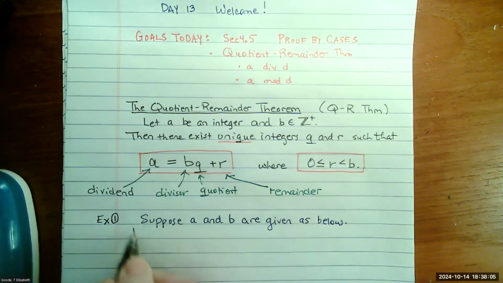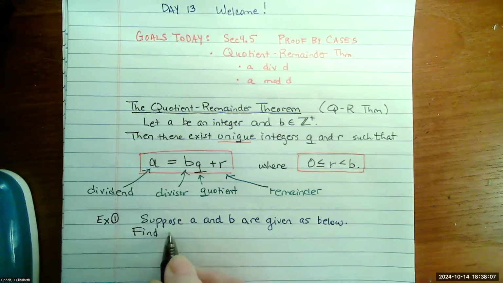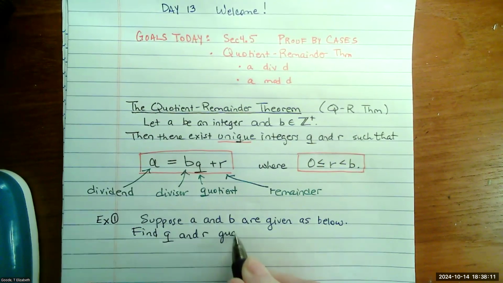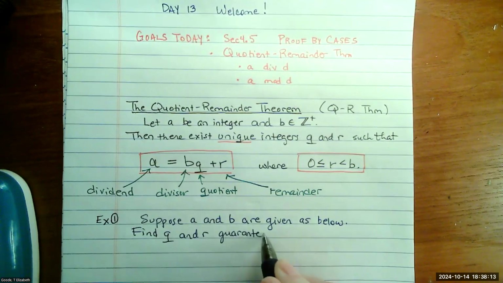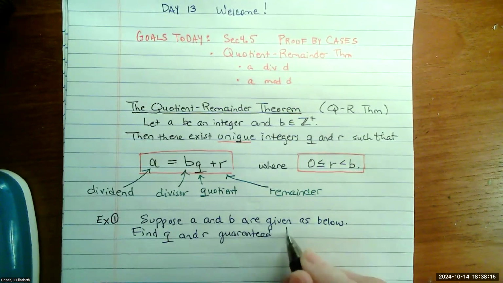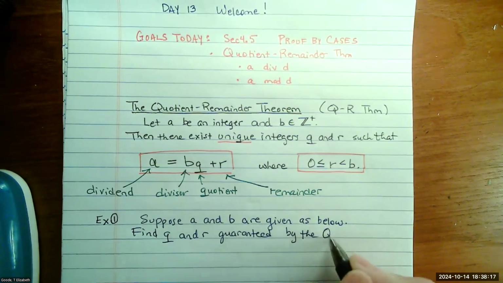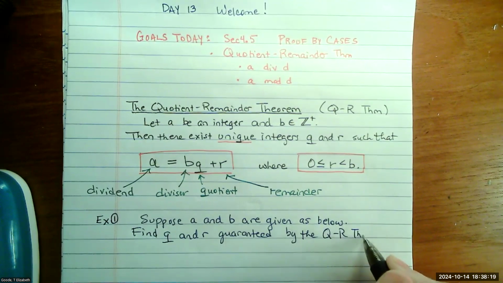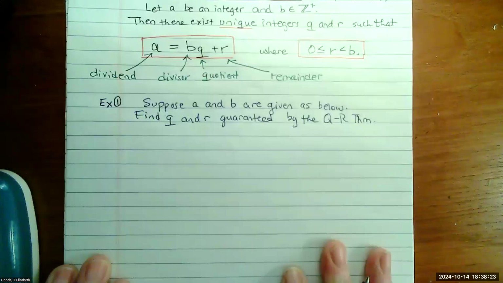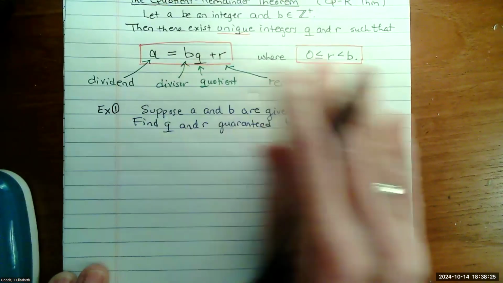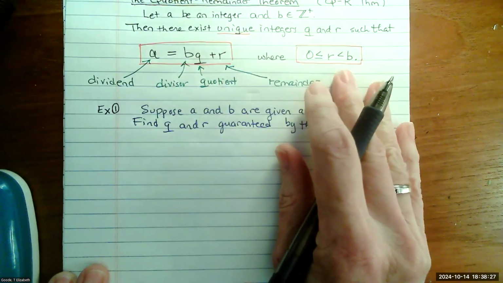And we want to find the Q and the R, find Q and R guaranteed by the QR theorem. Everybody just calls it the QR theorem once we know what that stands for. All right. And so here's our equation. Here's our information about R.